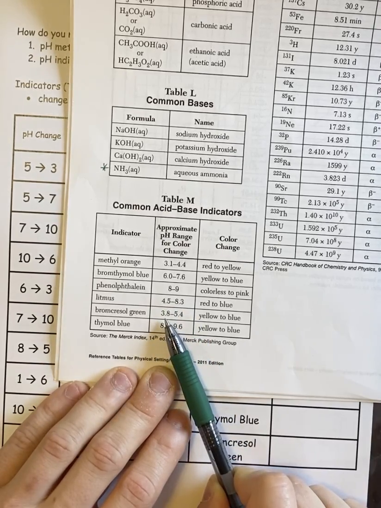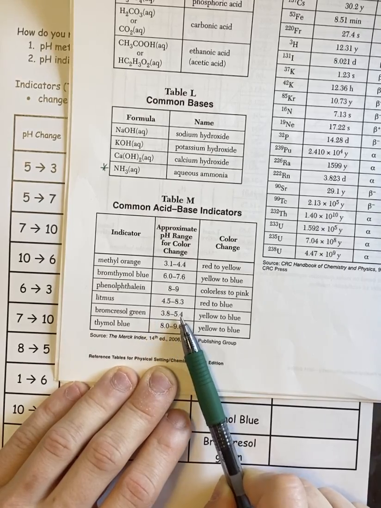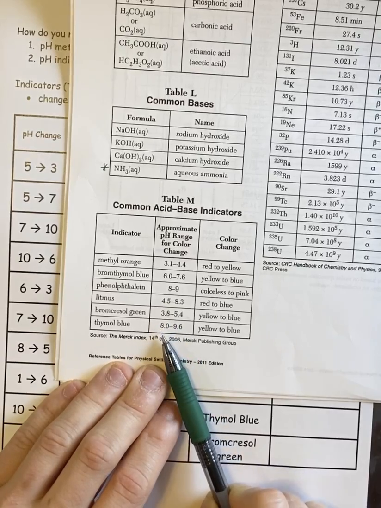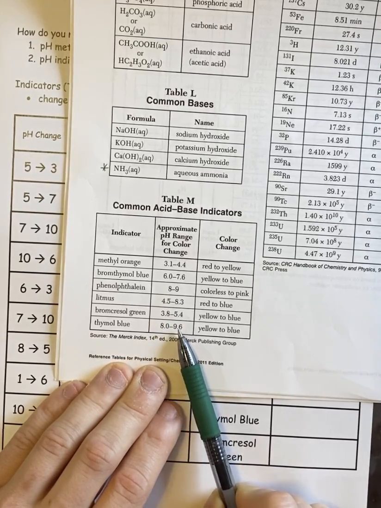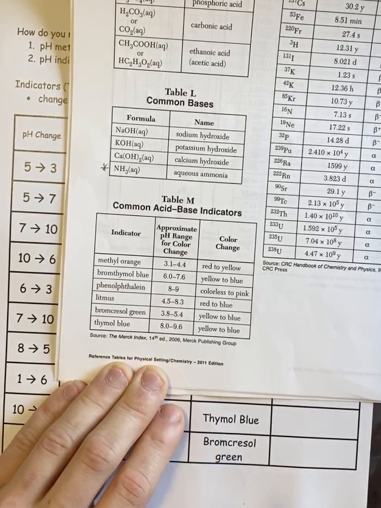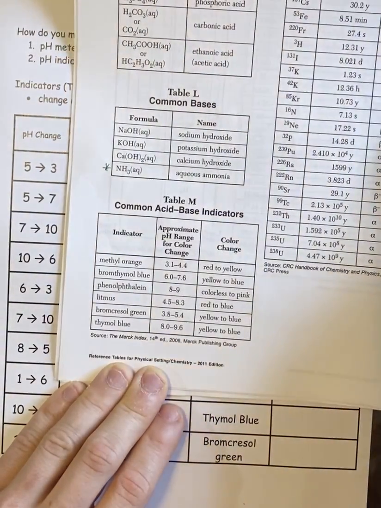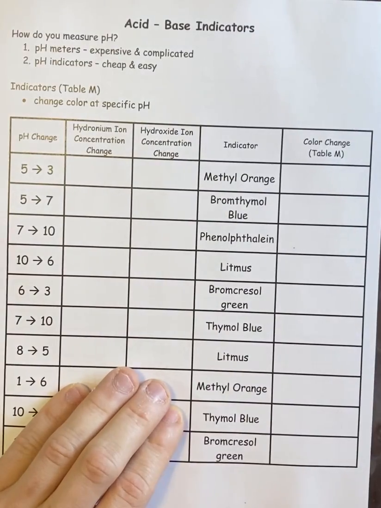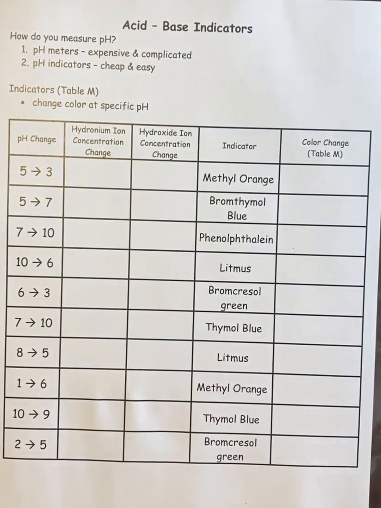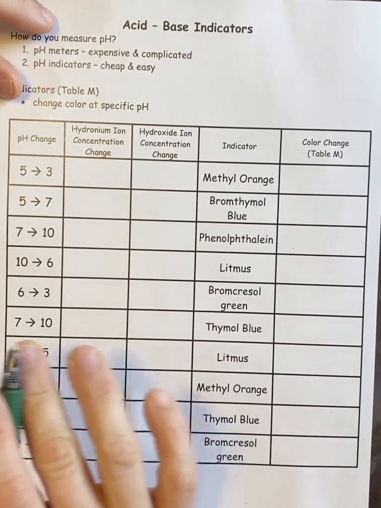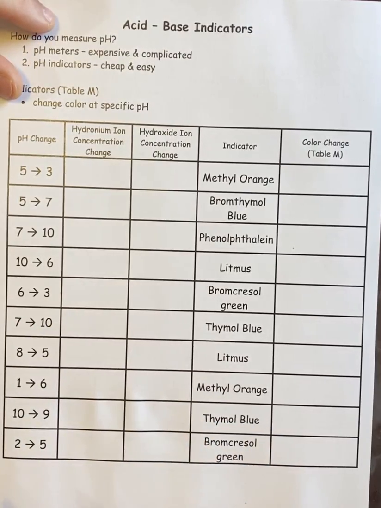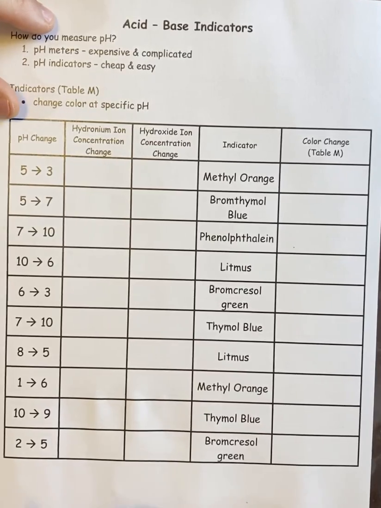Bromcresol green would be below 3.8 is yellow, above 5.4 is blue, in the middle it's green, and thymol blue, below 8 is yellow, above 9.6 is blue, and in the middle it would be green. So that is how table M works. There are obviously lots more indicators than that, but those are the ones that we use in this class. So here's the way this worksheet works. I'm going to do the first 4 with you, and then I'm going to have you do the rest.